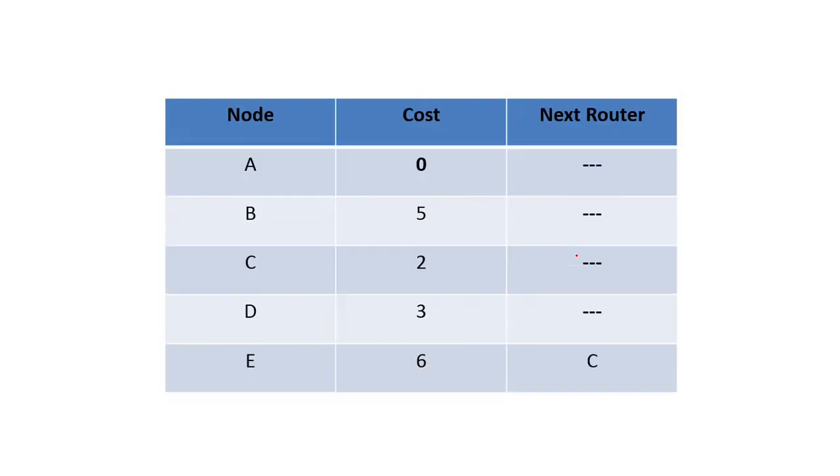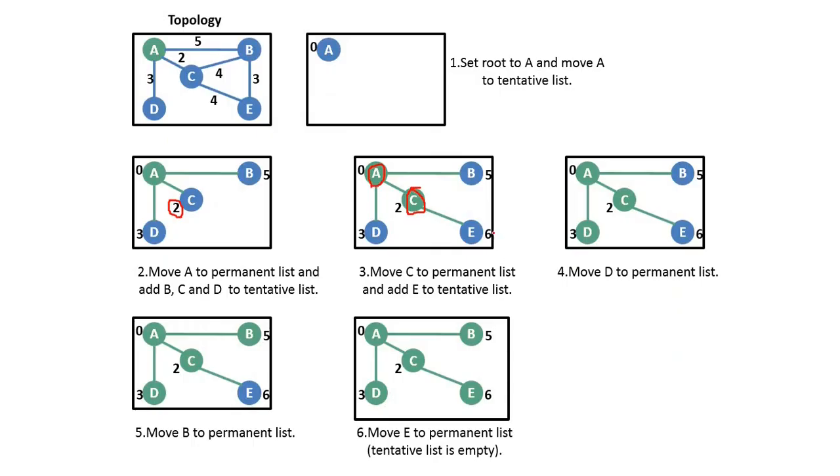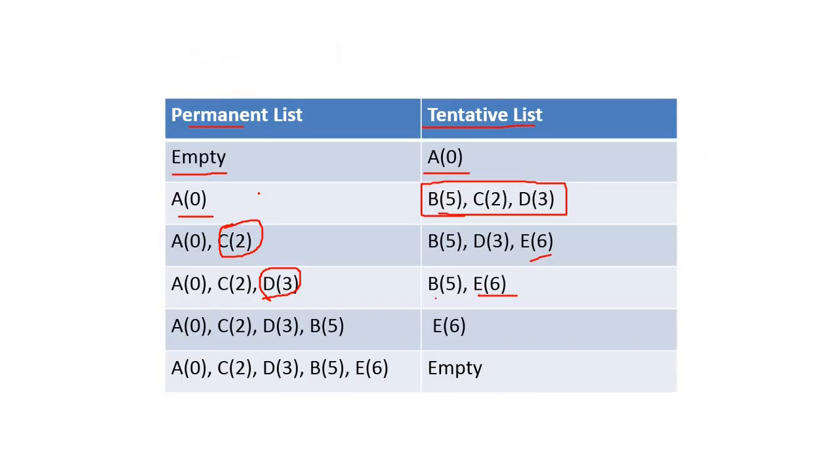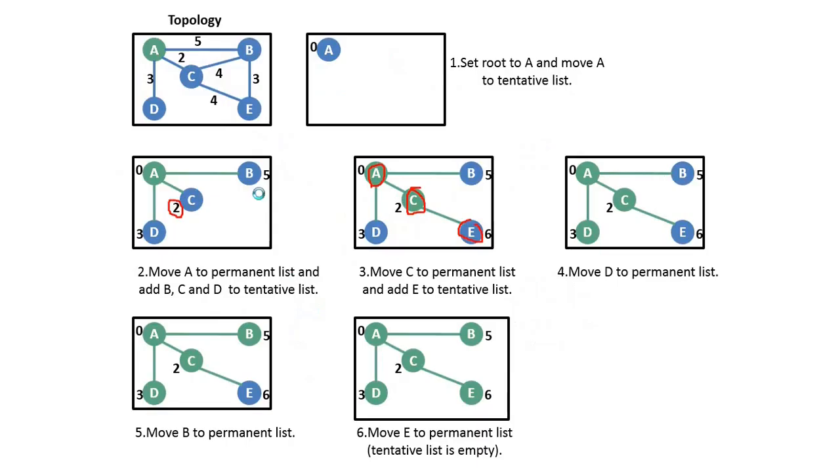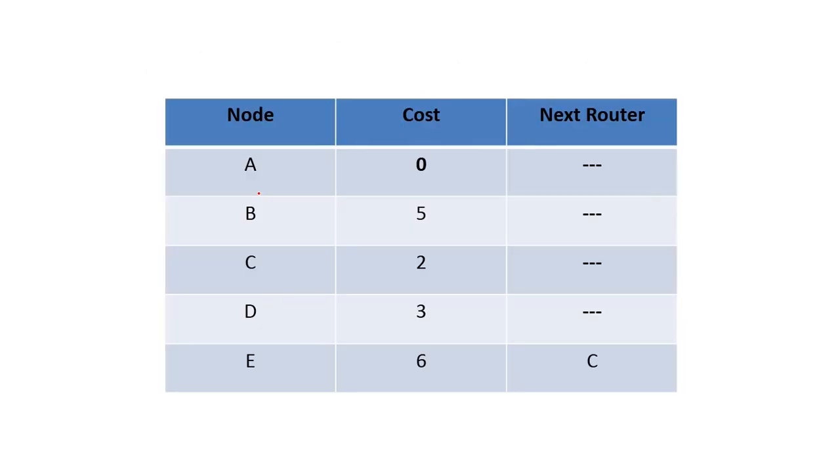Get it? Because E is the next-to-next node from C. So same thing, next we will add B into the permanent list, and then after that E into the permanent list. So we will go one by one in sequence. So that is all about link state routing. Now see, that is the information about node A. You can keep the table of every node.